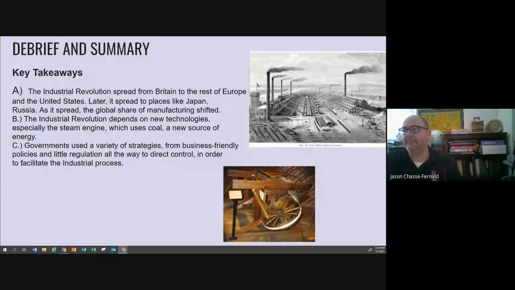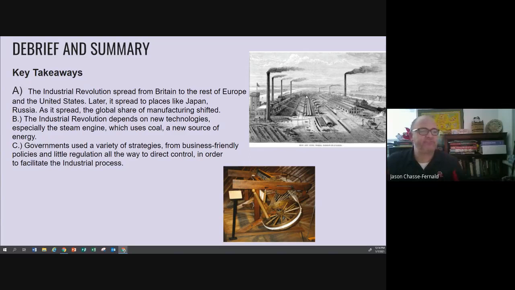All right, and that is it for today. Let's just reread this. The Industrial Revolution spread from Britain to the rest of Europe, the United States, later spread to places like Japan and Russia. As it spread, the global share of manufacturing shifted. The Industrial Revolution depends on new technologies, steam engine, use of coal, new sources of energy. It is an energy revolution, replacing wind and replacing manpower.